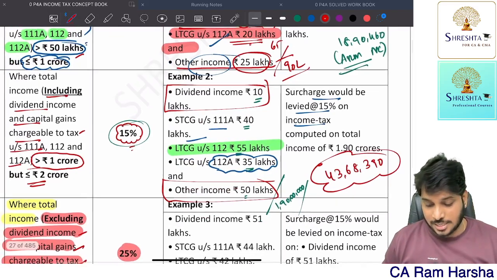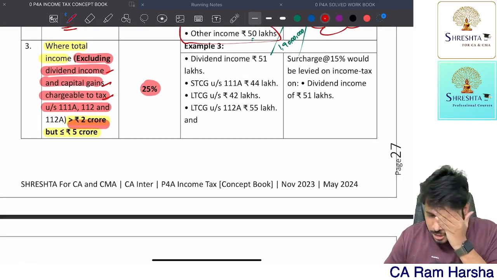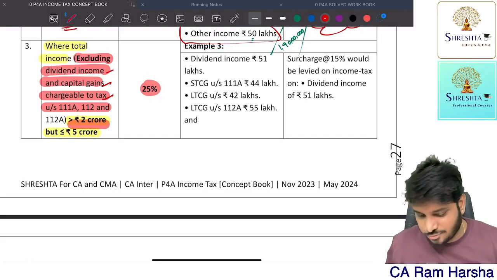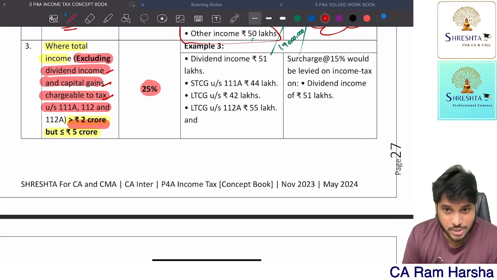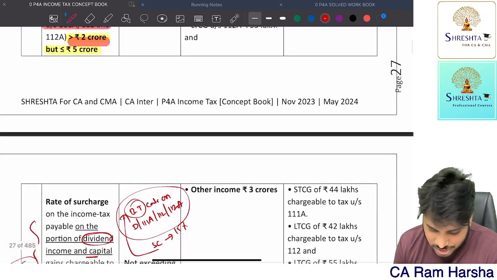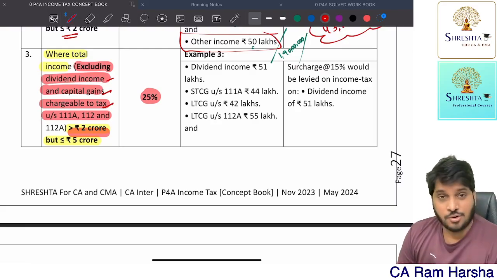So this is the total tax. Now let us look at example 3. If you understood example 3, that means you can solve any kind of question. Now look at the third scenario.